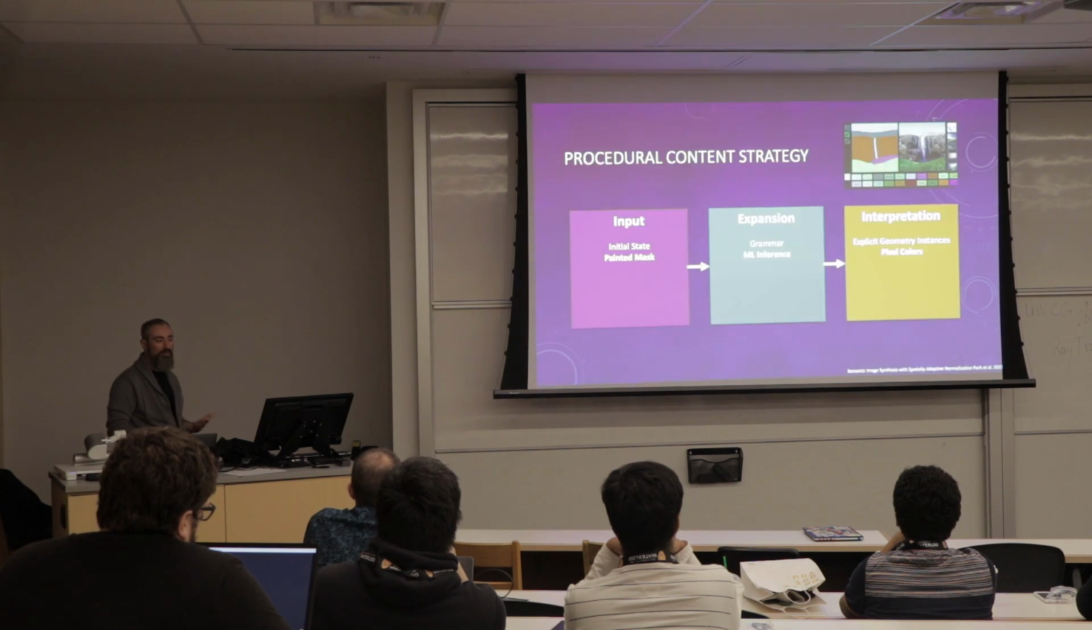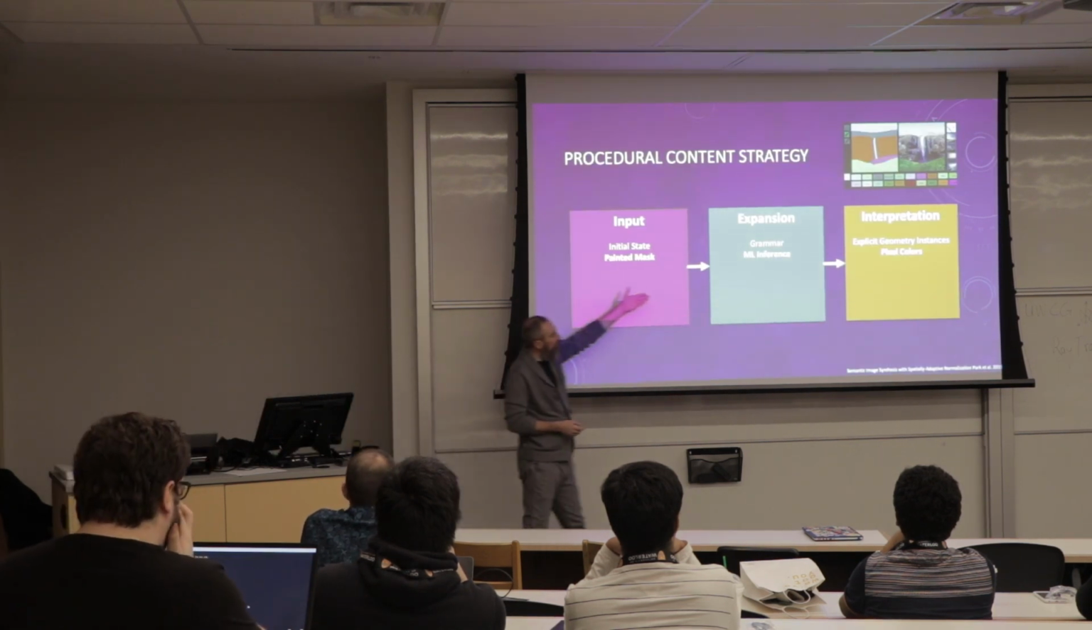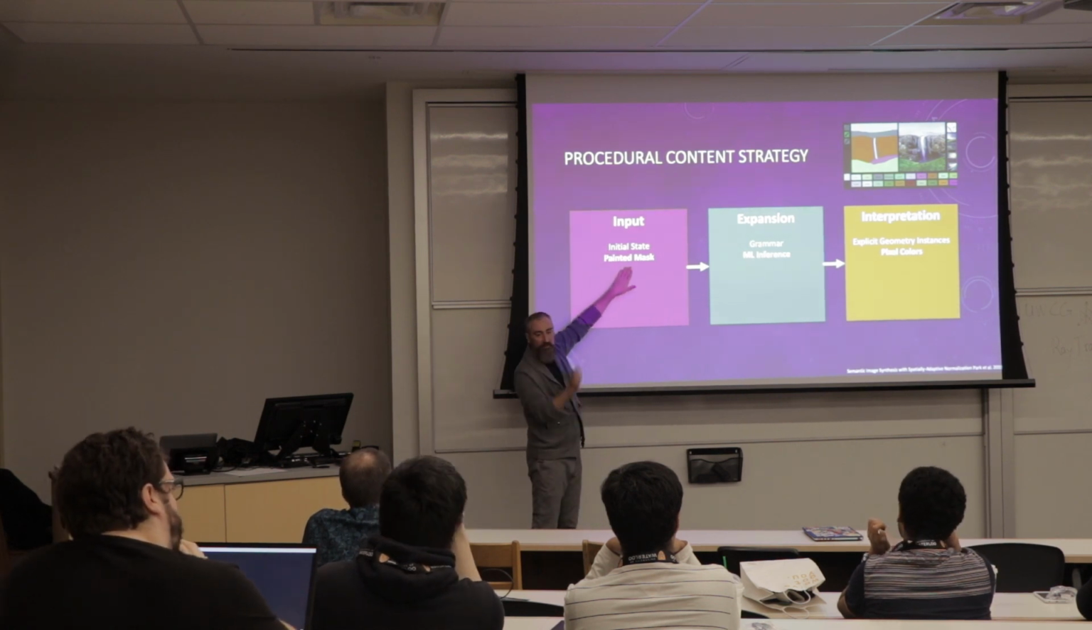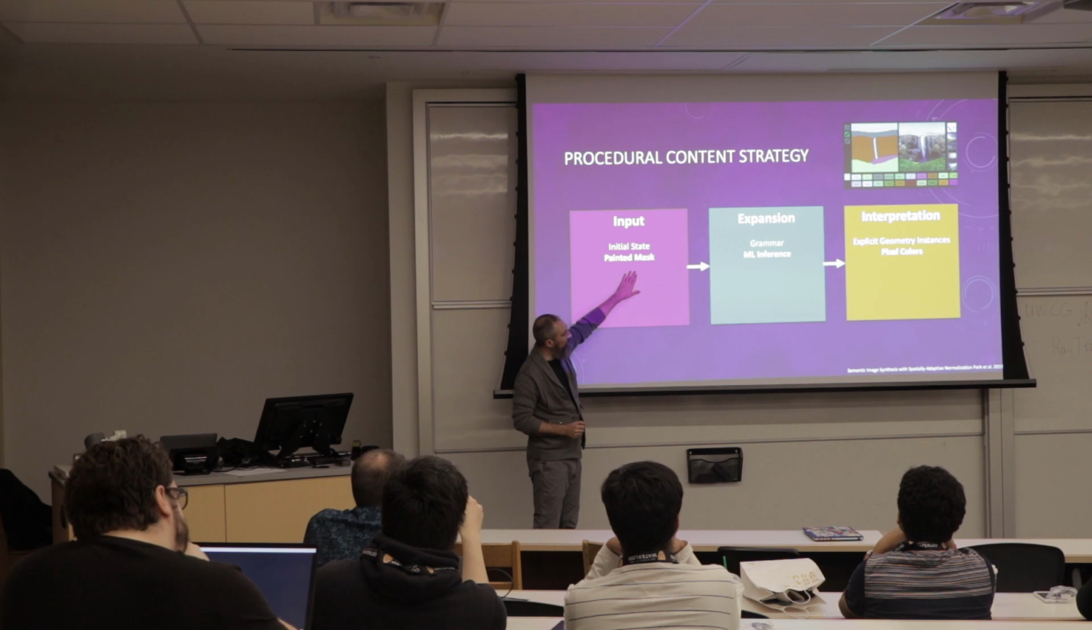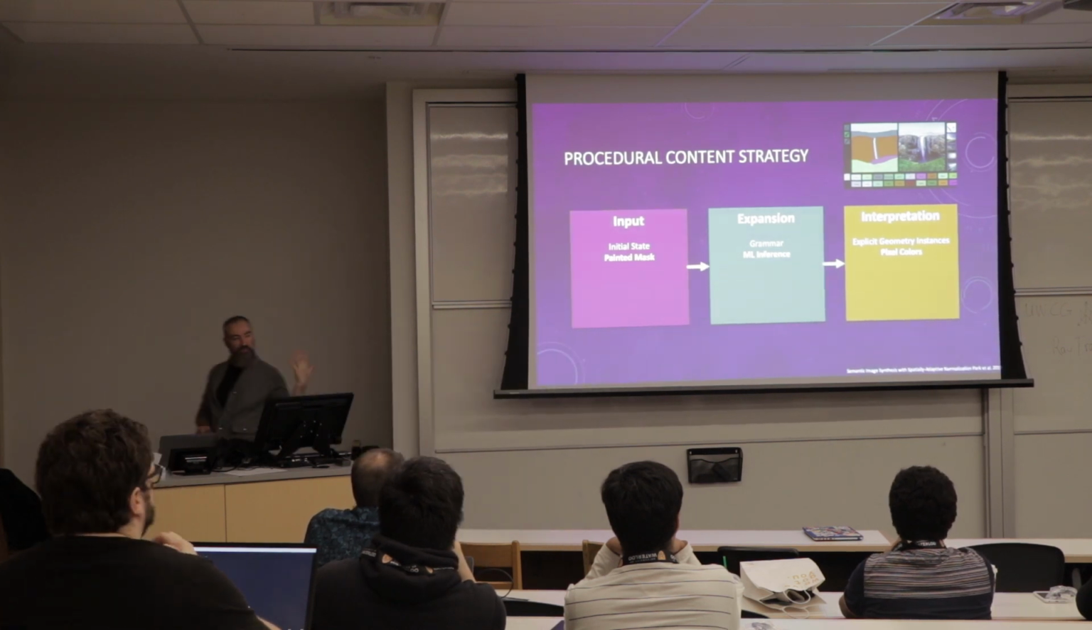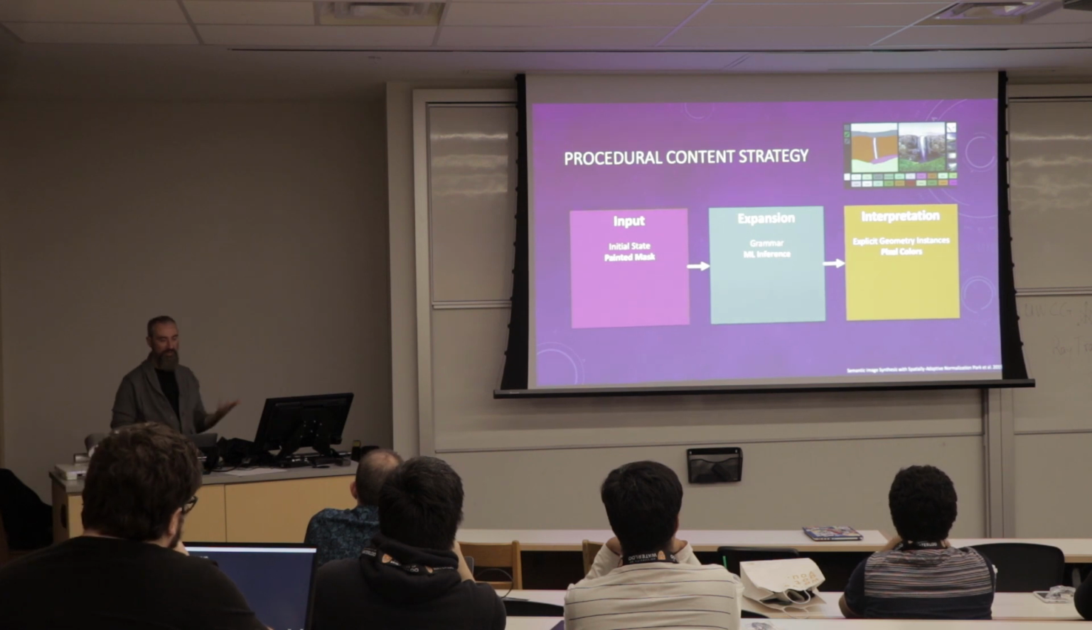So that's another form of procedural content generation. In this case, instead of a grammar, it's using machine learning for the expansion step. And instead of a random initial state, you're painting roughly where you want things to be. And in this case, it interprets the output directly as pixels. So there is no 3D scene in GauGAN. It goes straight to the final image.